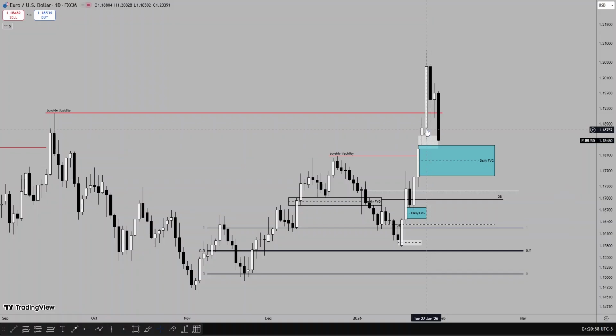Which last week I talked about price running the buy side liquidity, using the daily fair value gap as a support before the run on the buy side liquidity, which you can see clearly price did not use the daily fair value gap as a support. It traded from the opening price, took out the buy side liquidity. The only possible trade was a counter bias for price to retrace to the daily fair value gap.